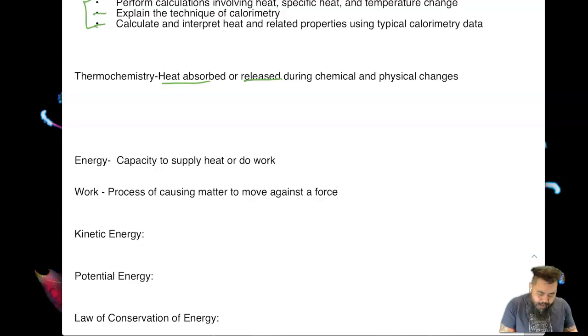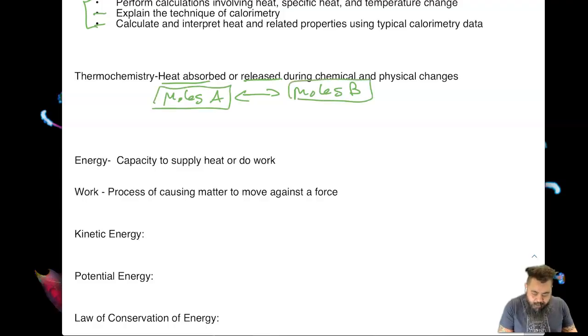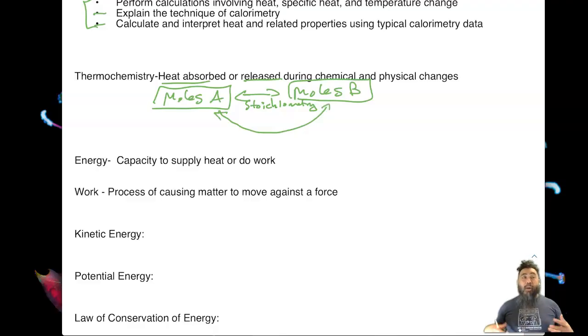So thinking about our moles of A going to moles of B, we've already looked at this kind of transformation in stoichiometry, using our balanced chemical equations. But what we're going to do now is a little sidetrack over here. We can also understand how heat moves in between our reactions, so how heat moves in all of our thermochemistry.